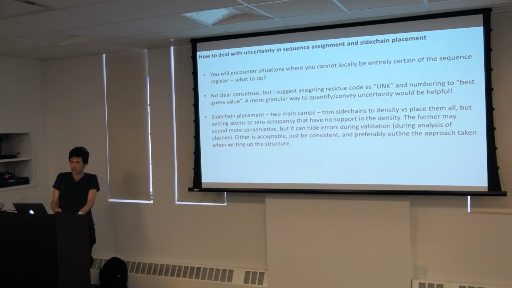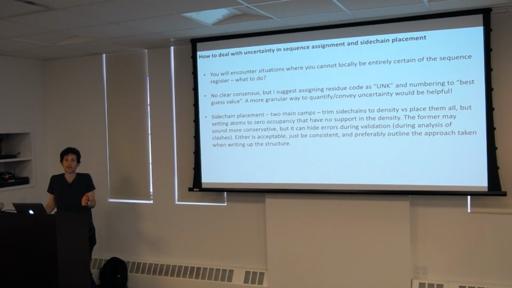There isn't a super clear consensus on that in the community, but my suggestion would be, or what I tend to do, is assign the residue codes of each residue where you're not absolutely sure what residue it is as UNK for unknown, and assign the numbering of that residue to your best guess value, what you think it is based on the adjacent sequence that's around.